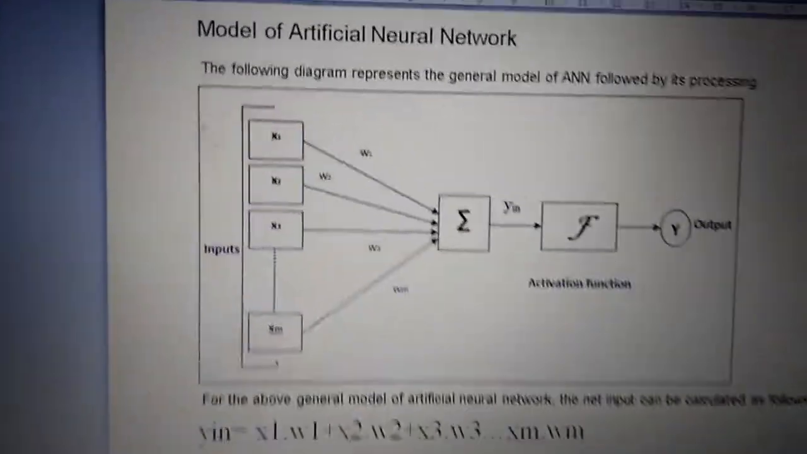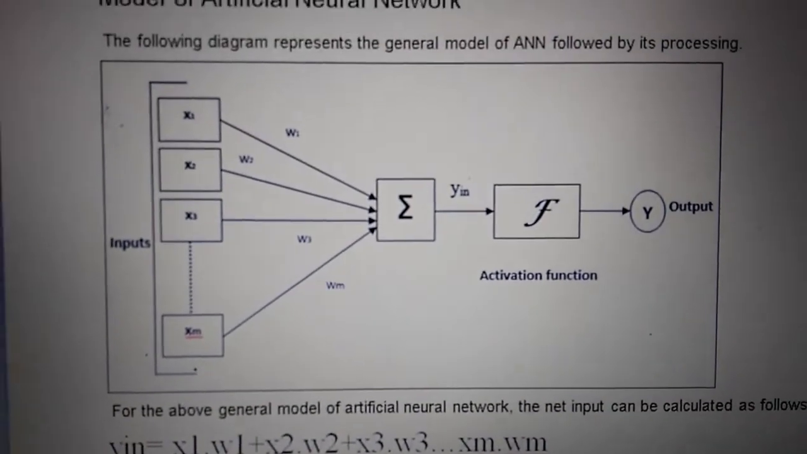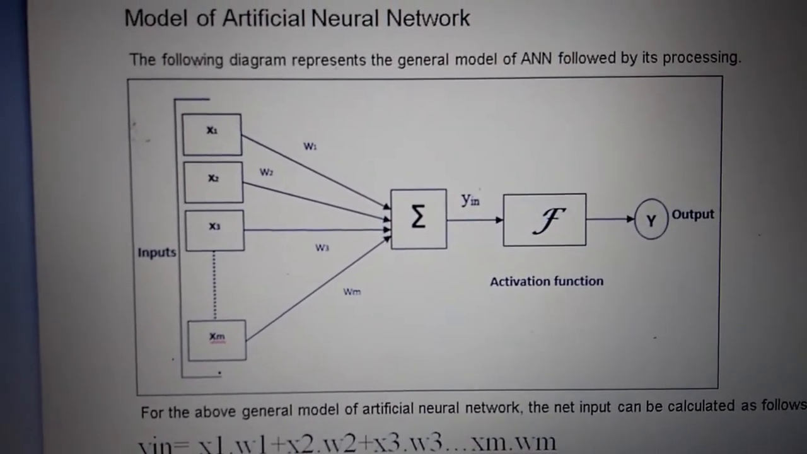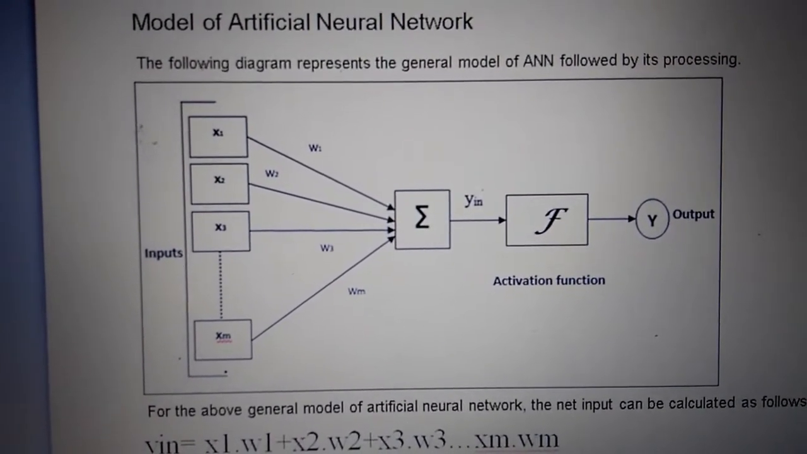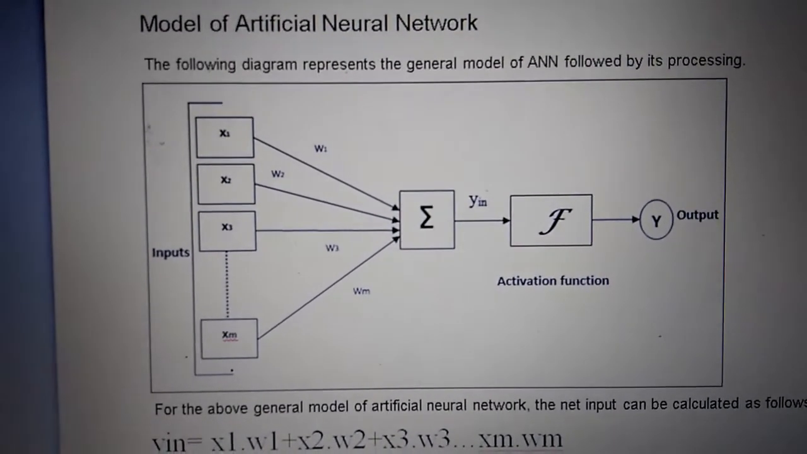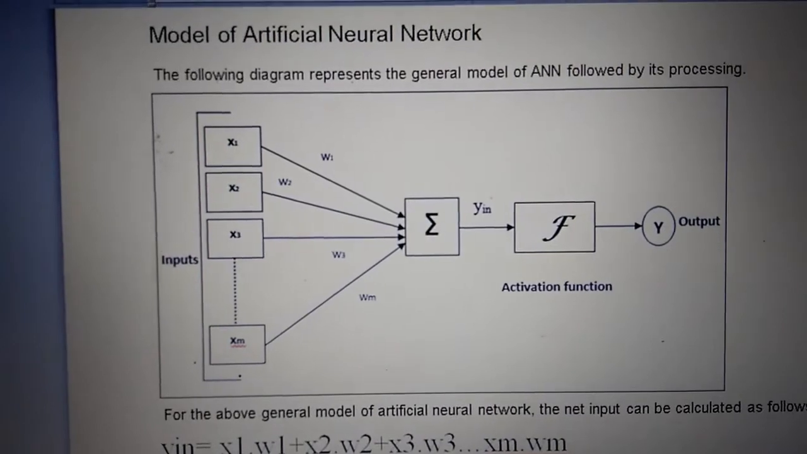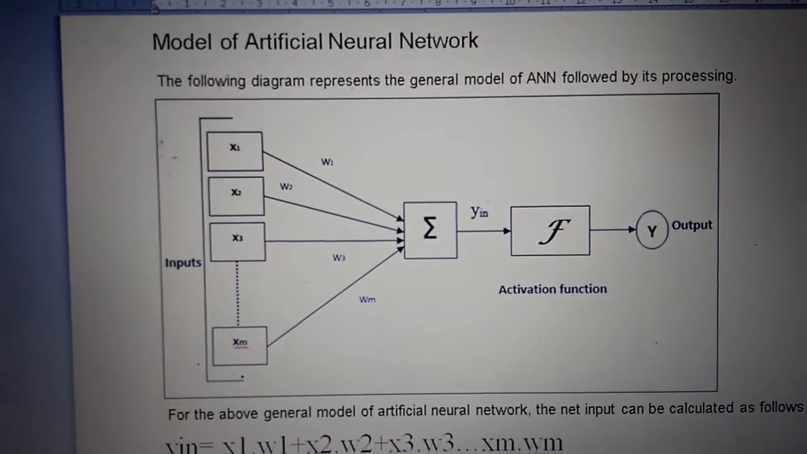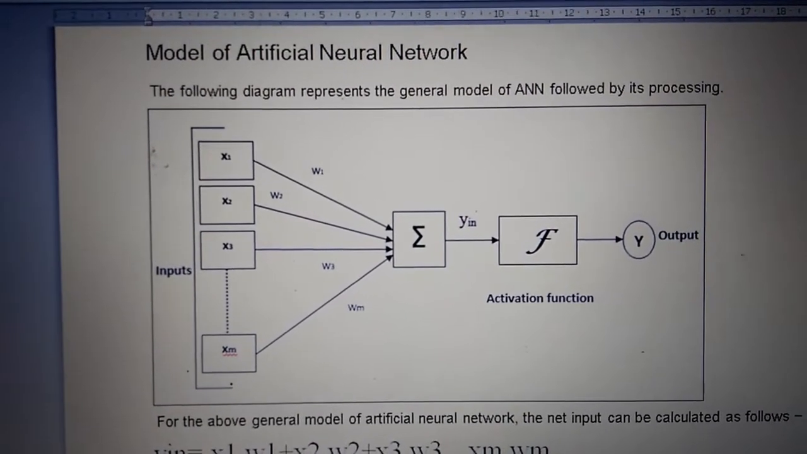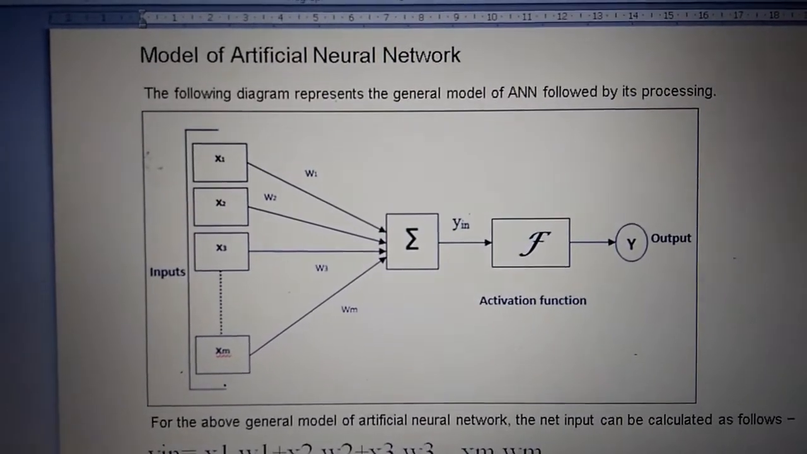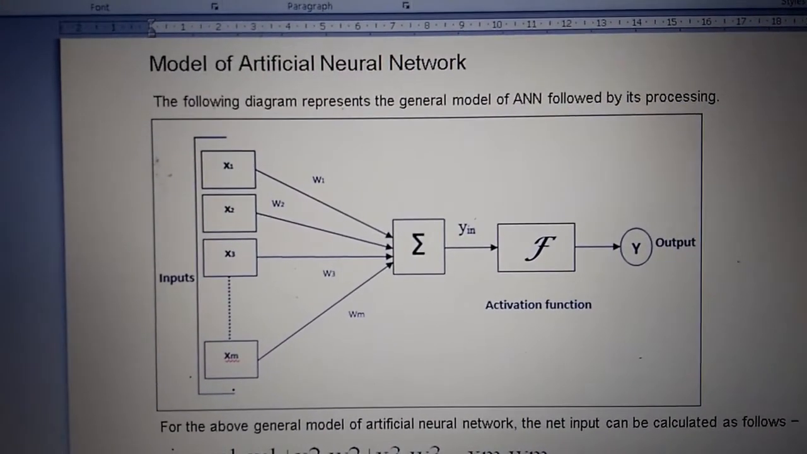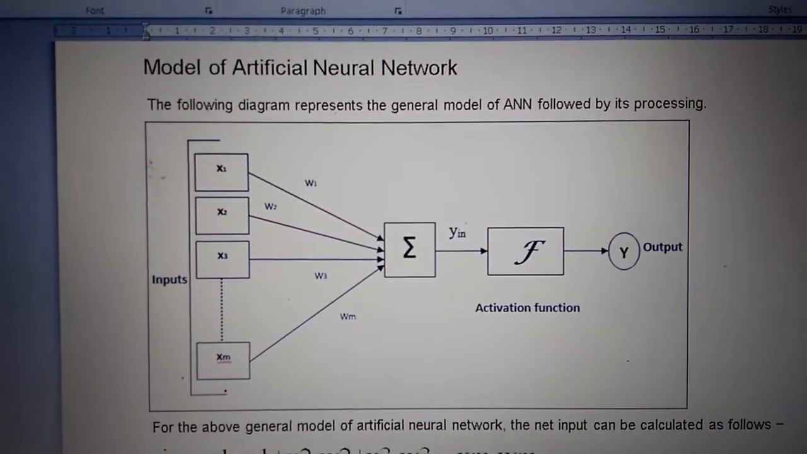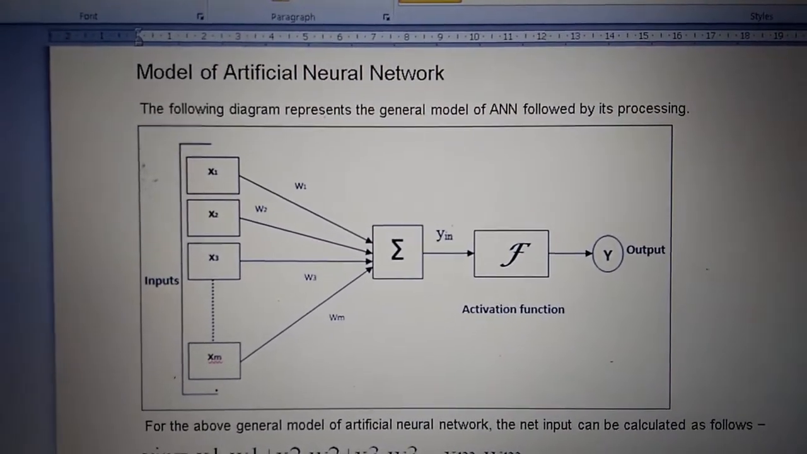Now here x1, x2, x3 up to xm are all the input nodes having some weights w1, w2, w3 up to wm respectively. It means node x1 has the weight w1, node x2 has the weight w2, and so on till node xm has the weight wm. After that, we use the summation function. We are going to add all these nodes and weights. After that, on this summation, you implement the activation function and you get the output.